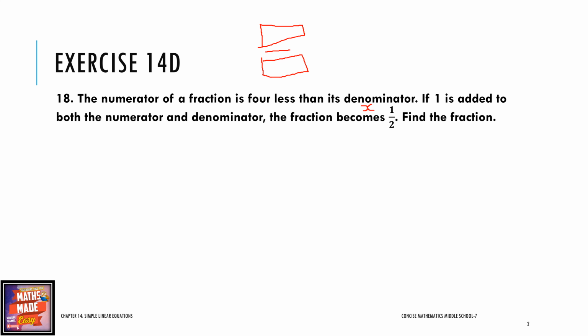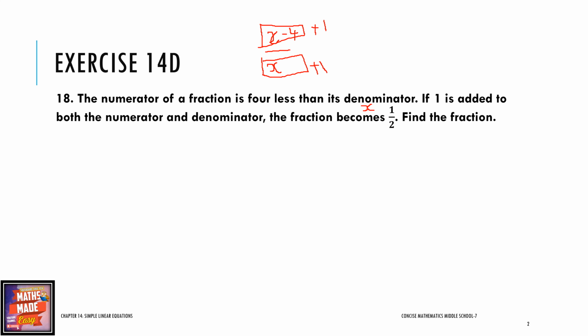So here the denominator is considered as x, right? So in the denominator place you can write x. And what is the numerator? 4 less than the denominator. That means denominator minus 4. Right, children? And now 1 is added. This is what the fraction is. And if we add 1 to the numerator as well as the denominator, then the fraction becomes 1 by 2, right?